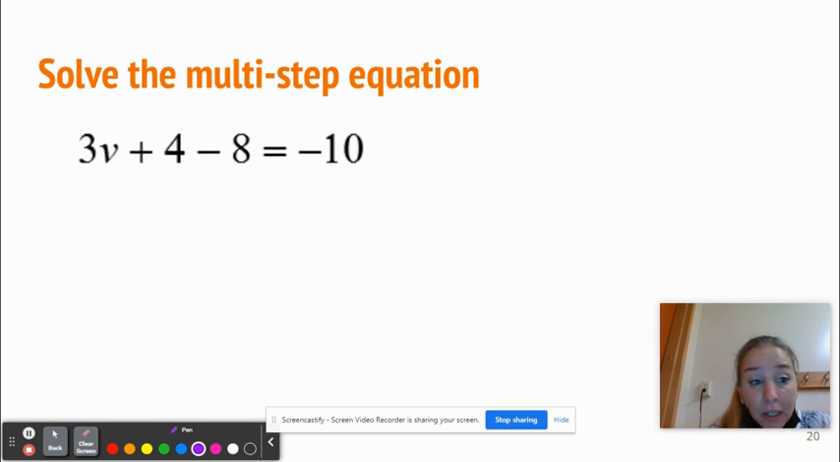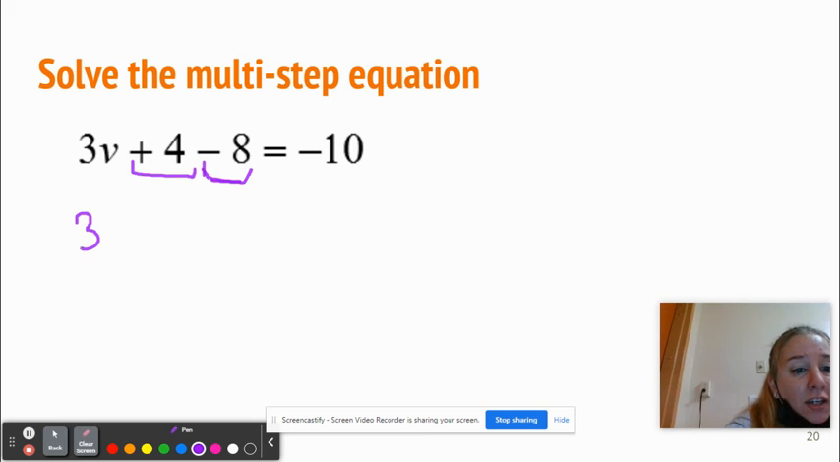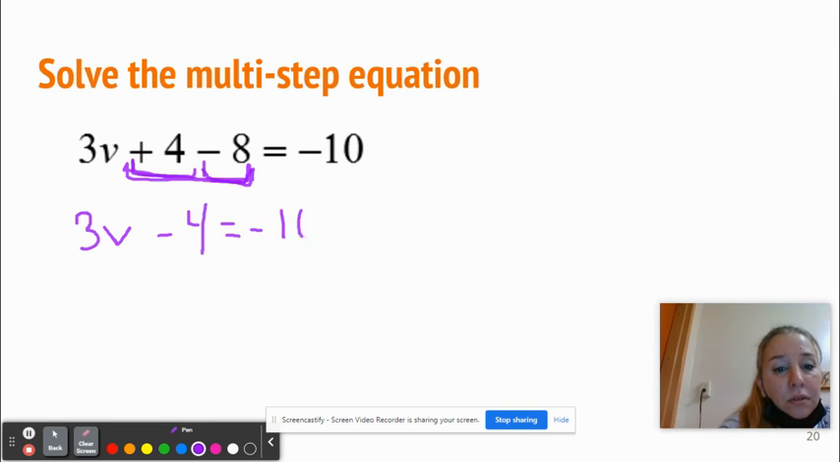All right, next example. All right, so there's only one thing on the right, so nothing to combine there. But on the left, we do have our constant terms, 2 of them, and we can combine those. So the 3v I never touched. Positive 4 minus 8 becomes -4. Cool.